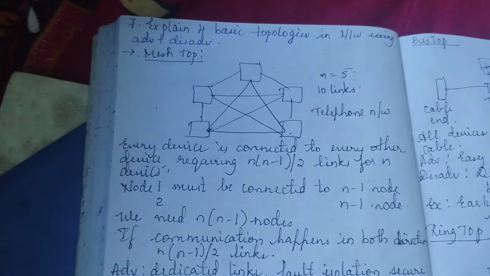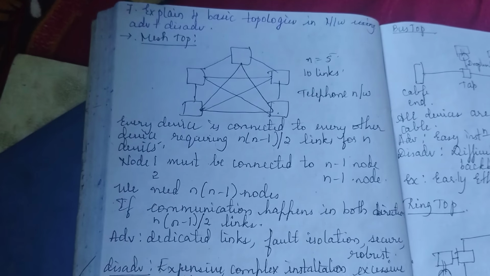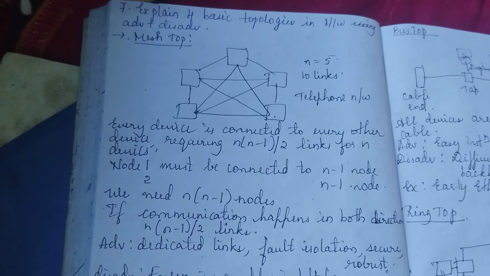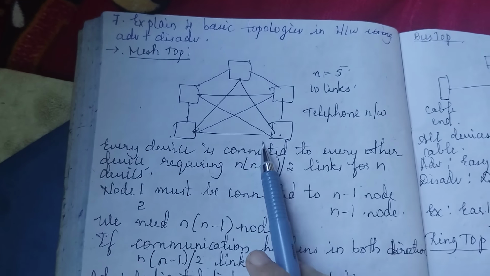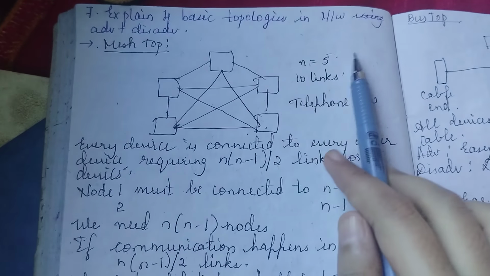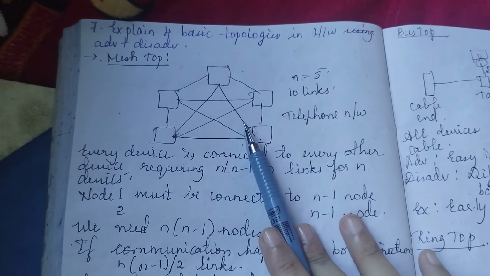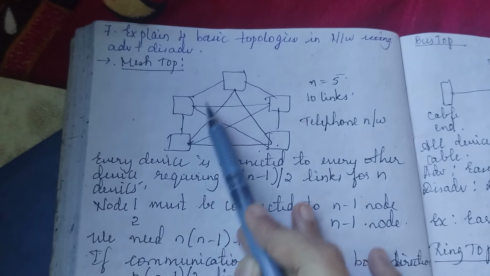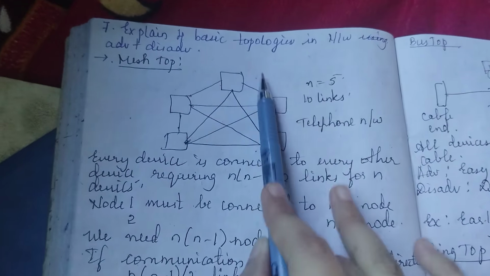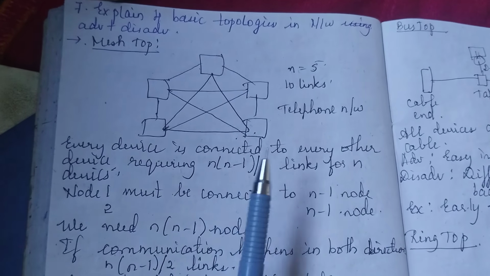Then we have 4 basic topologies. Okay, very important question again. The first one is mesh topology. Remember, it is in star shape and we have 5 nodes which are connected with 10 links, and the example is telephone network. So in this case, every device is connected to every other device.